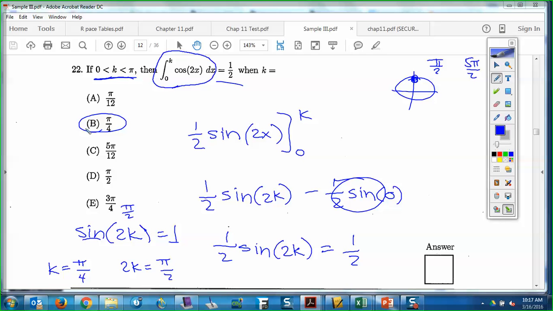So there it is. A little bit of trig there at the end. Whenever you have some other stuff on the inside, you still ask yourself the question, where does sine equal 1? That's at pi halves, and that means that thing in there has to equal pi halves. And so then you just set up a little equation and solve that. All right.